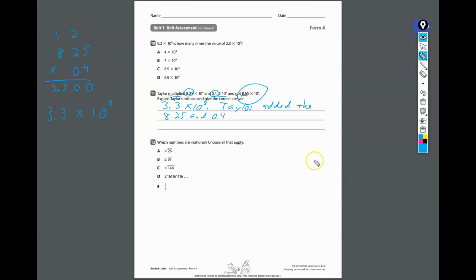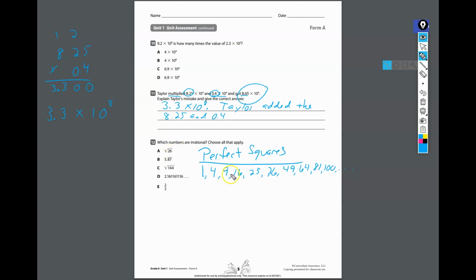Number 12, which numbers are irrational? Irrational meaning these numbers cannot be written as a fraction. Part A, I look at the square root of 26. And when you're taking the square roots of numbers, you have to think about your perfect squares. 1 times 1 is 1, 2 times 2 is 4, 3 times 3 is 9, 4 times 4 is 16, 5 times 5, 6 times 6, 7 times 7, 8 times 8, 9 times 9, and so forth.